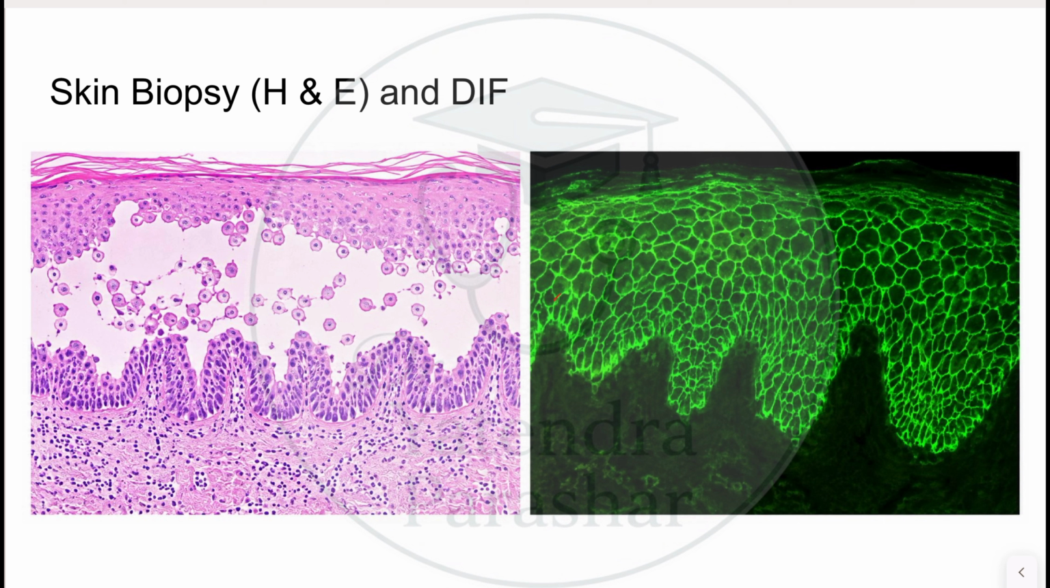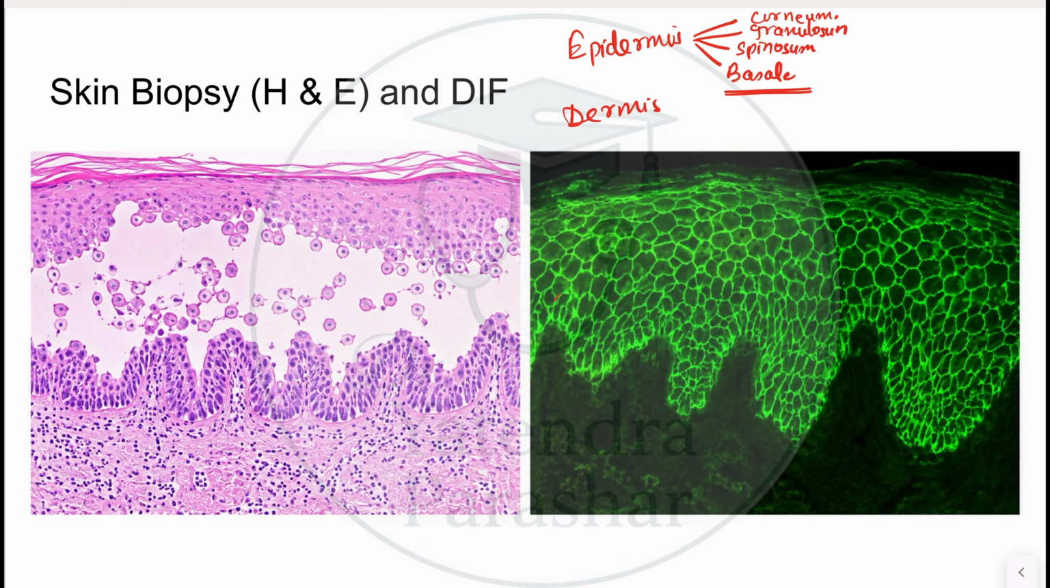On H&E stain, normally the skin has two layers, the epidermis and dermis. Epidermis has four layers: basal, spinosum, granulosum, and corneum. Basal is the deepest layer, and the corneum is the most superficial layer.